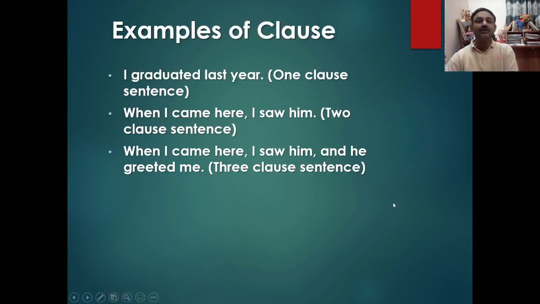So examples of clauses: I graduated last year. So it's a one clause sentence. We can also look at it in this manner. I graduated last year conveys the one clause sentence. When we take it as a two clause sentence, it is written like this: when I came here, comma, I saw him. And when a three clause sentence is given: when I came here, I saw him and he greeted me. So there are three categories: one clause, two clause, and three clause sentences.